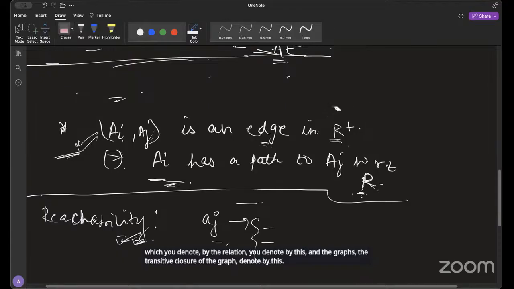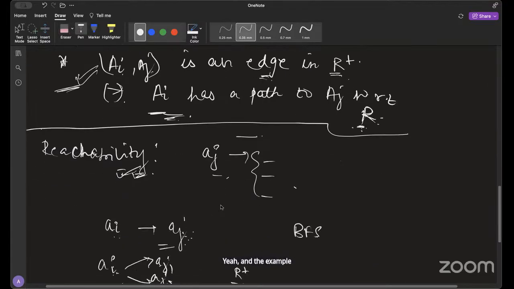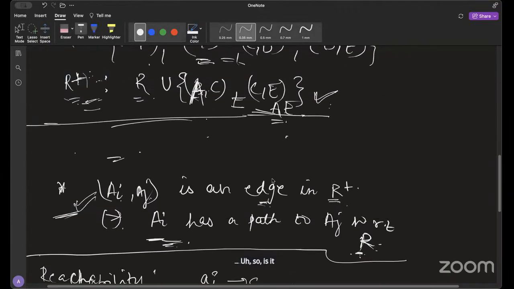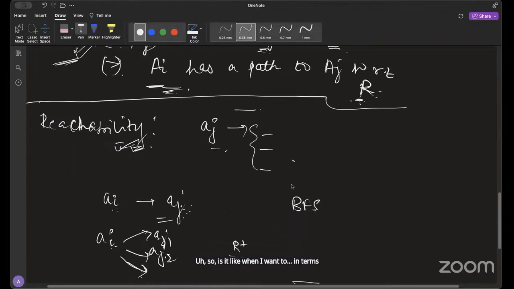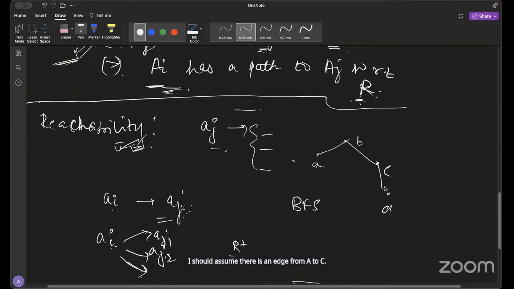Is this fine? And the example you showed from A to C, the path that was there. In terms of transitive, is it a physical thing that I can think about from A to C, or is it a virtual one, where I should assume there is an edge from A to C? If this was the original graph, then in the transitive closure you can close this thing here. So in the transitive closure, you'd see this edge too.